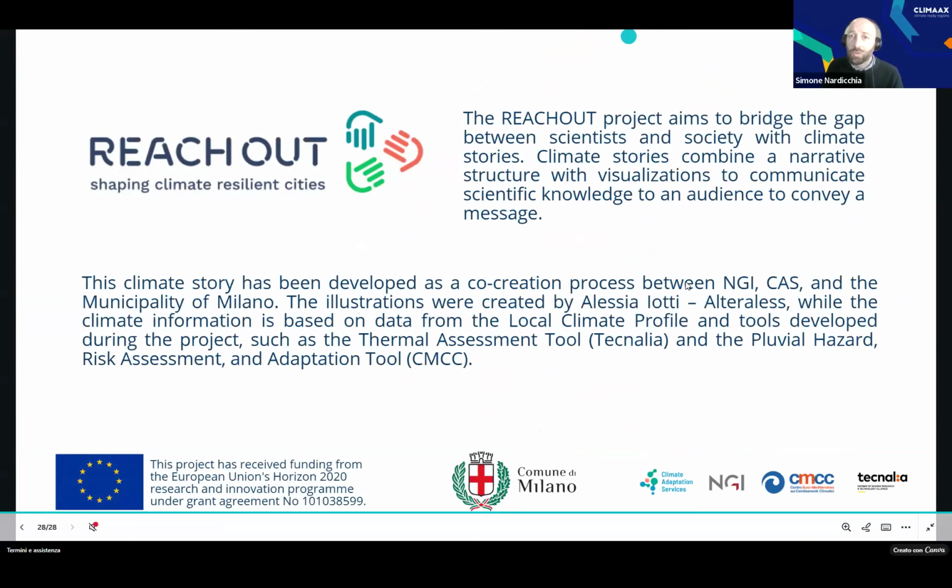We realized the story through a co-development process with the technical partners of the project. And then when we realized the first version in a story map, we decided to remake the story starting from the citizens. So in the frame of Reach Out, we realized a workshop with the permanent citizen assembly on climate change that we have in Milano. There was a group working on climate risk communication, and we realized a workshop in order to receive feedback and also to explain how we work to communicate the heat risk.